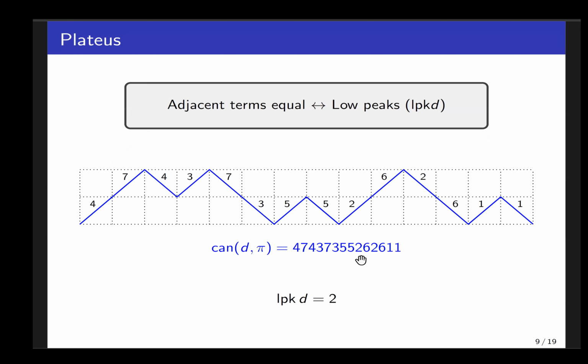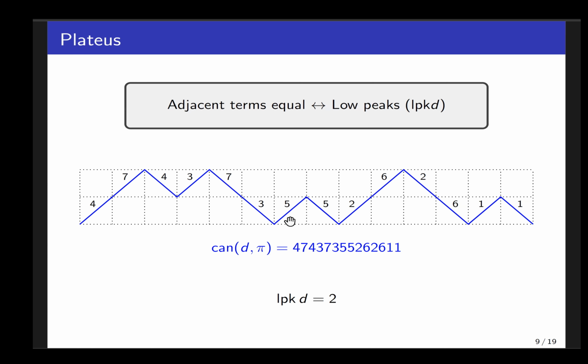To give you an idea of why this is, it's very easy to see this proof. For those that know, a plateau is when two consecutive terms of the permutation are the same. So adjacent terms are equal, but that happens in our Canon permutations exactly when we have low peaks in the Dyck paths. Exactly then it happens that we have two adjacent terms equal. So essentially, the number of plateaus is determined by the Dyck path.